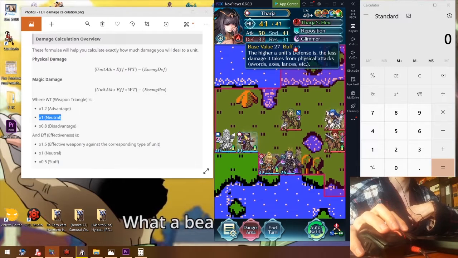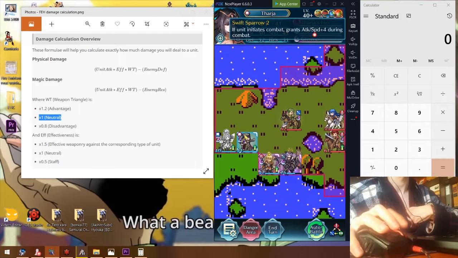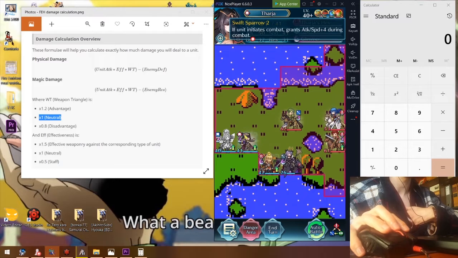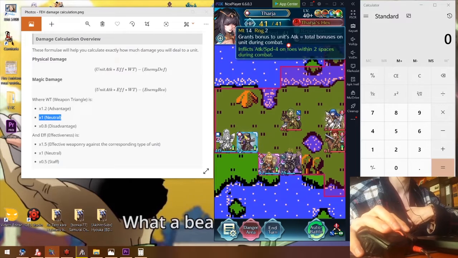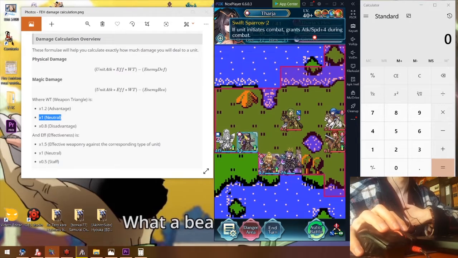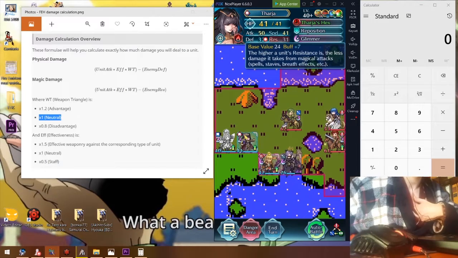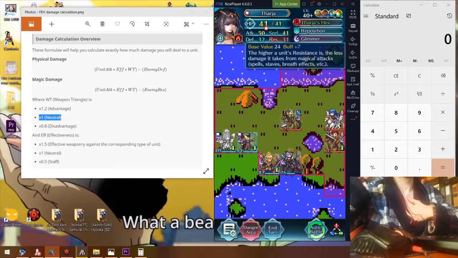So right now I have plus 5 defense buff and plus 7 resistance buff. So 5 plus 7, 12, she will be granted plus 12 attack during combat. Stuff like Swift Sparrow that gives her attack speed plus 4 during combat, it's not outside of combat, it's during combat, won't give her plus 8 attack during combat to our weapon, because it's a during combat bonus, not an outside of combat bonus, like these ones right here. And that's all there is to our weapon.